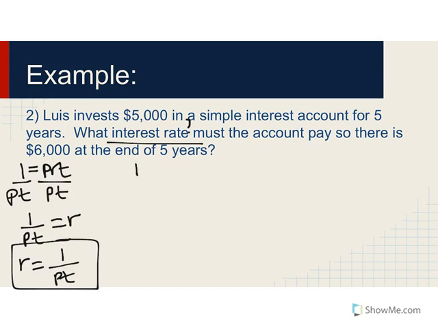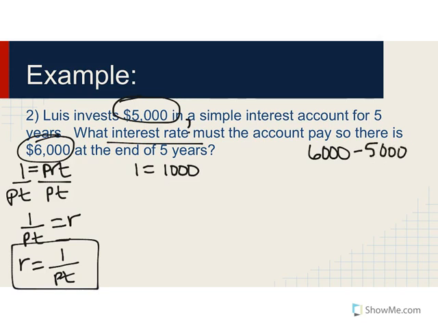So now you are going to identify each of those values. So the interest that we actually have: what interest rate must the account pay so that there is $6,000 at the end of 5 years? Be careful on this because we have a $5,000 and we have a $6,000. So basically we are gaining only $1,000 of interest within those 5 years. I got that by doing 6,000, since we want to know that there's $6,000 in the account, minus the 5,000 that was already in there, which gets us our $1,000.